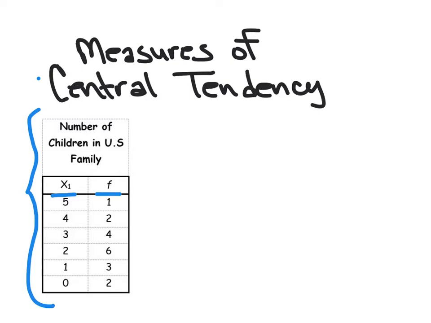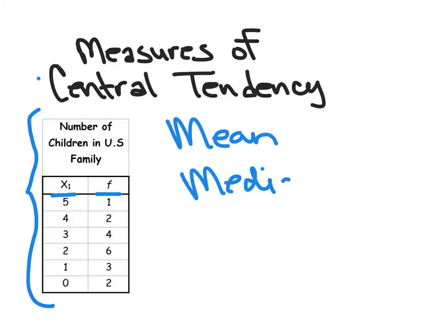But first of all, let's just talk about what measures of central tendency are. We know that the measures of central tendency include the mean, median, and mode. We need to make sure that we know whether this is a sample or a population before we do anything, because we need to make sure we're using the right notation.